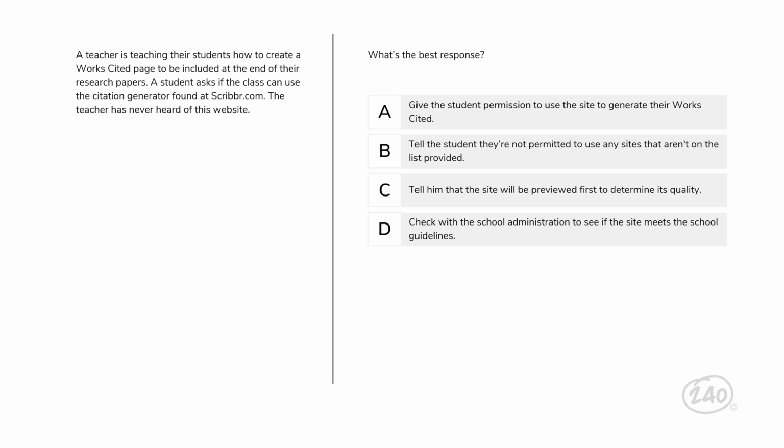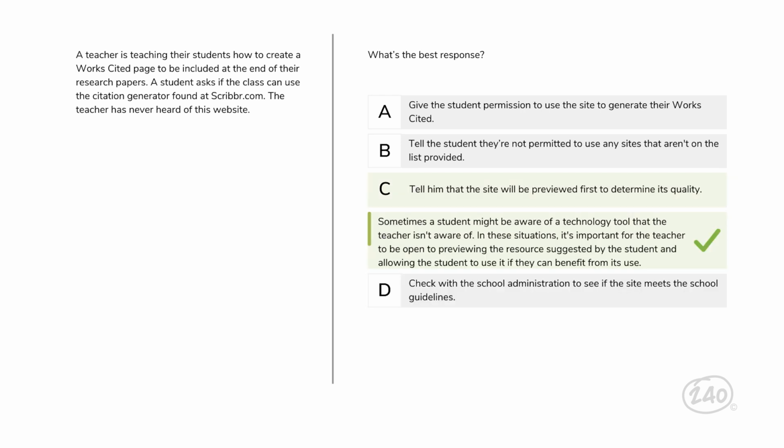B, tell the student they're not permitted to use any sites that aren't on the list provided. C, tell him that the site will be previewed first to determine its quality. D, check with the school administration to see if the site meets the school guidelines. And the answer is C.